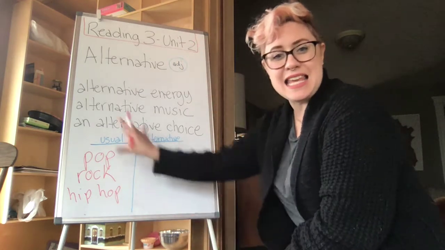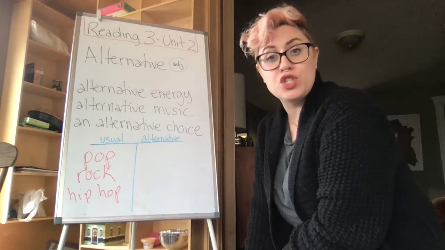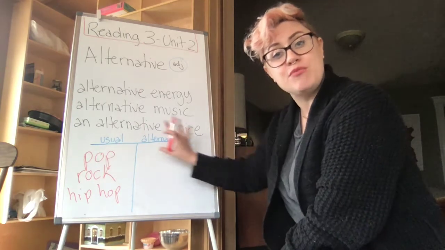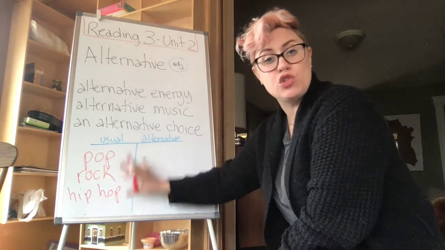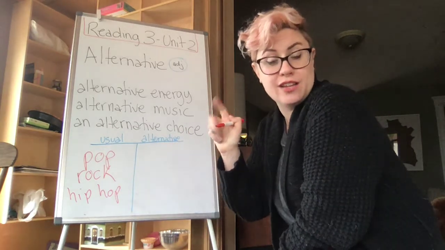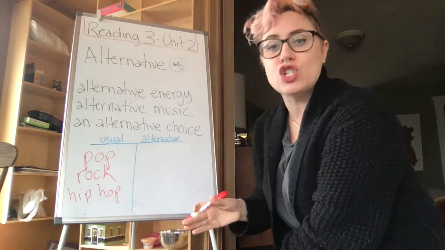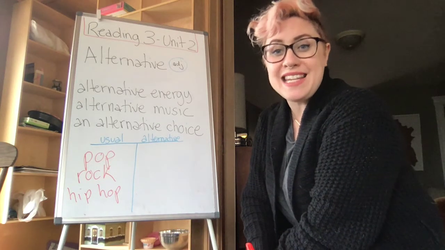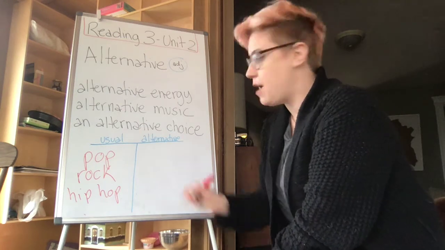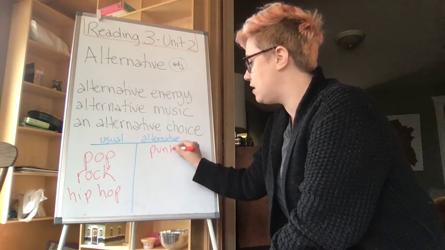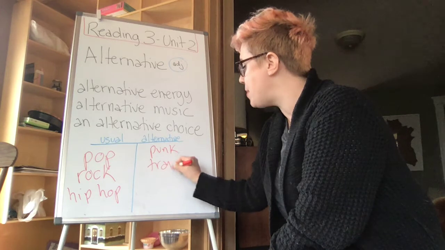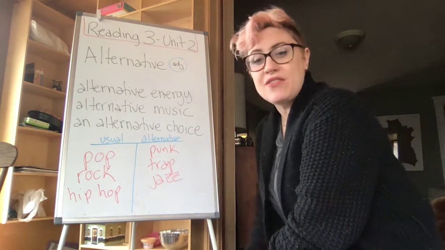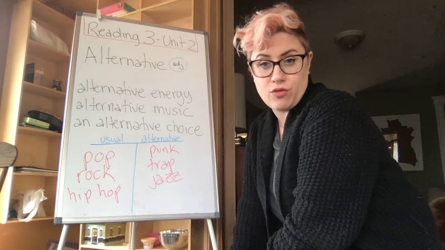So I'm going to say these three genres are our most usual genres of music. So any genres of music that are outside this usual are what we call alternative music, meaning a different choice than what is usual. So you can probably think of many different genres of music, everything from like punk to trap to jazz. Most of these are called alternative forms of music.